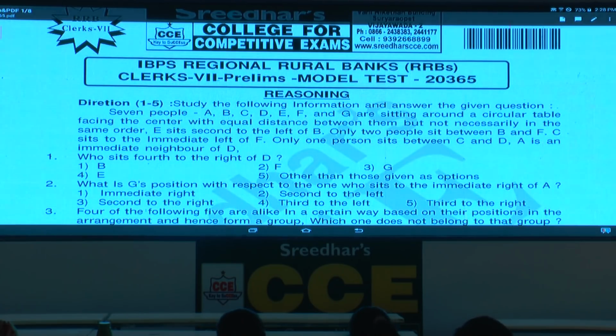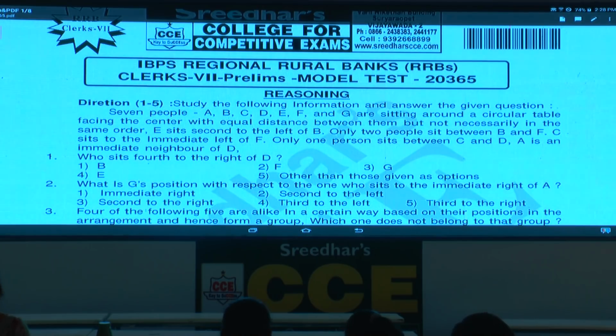20365. Now in this 20365, 7 people A, B, C, D, E, F and G are seated around a circular table facing the center with equal distance between them, but not necessarily in the same order.